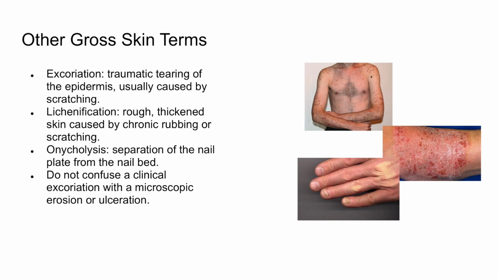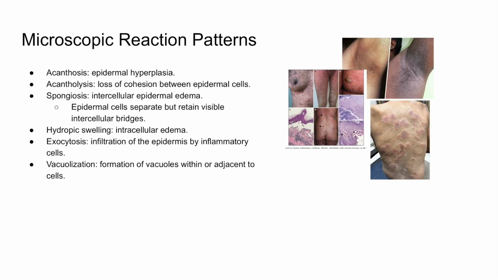Do not confuse the cause-based term excoriation with erosion or ulceration. An erosion is a partial loss of the epidermis, whereas an ulcer extends through the epidermis into the dermis and is therefore likely to produce a scar. Yeah, the nail stuff is gross. Let's move on. Yuck.